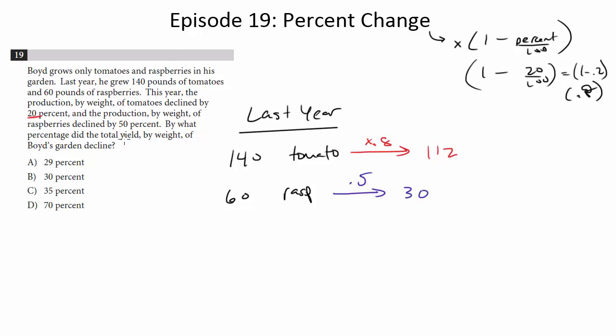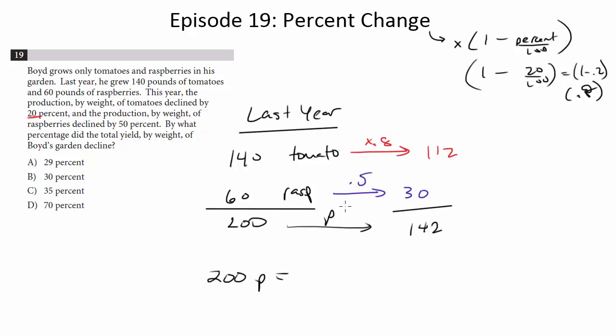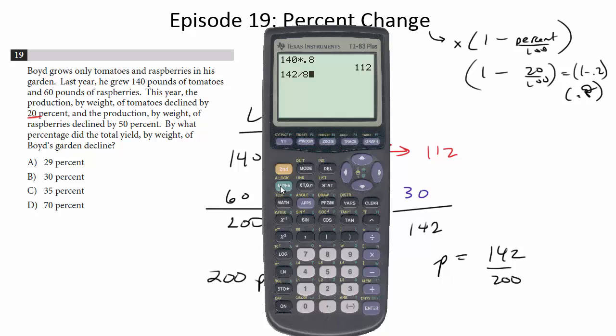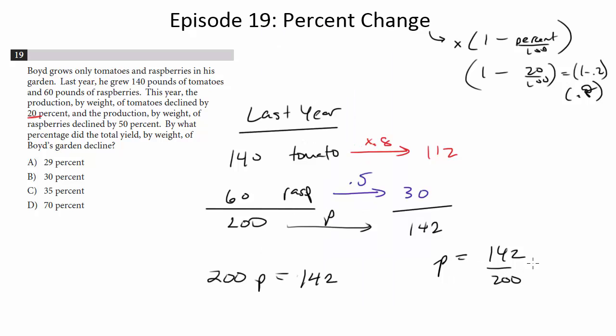By what percentage did the total yield by weight of Boyd's garden decline? So let's find the totals. We began last year with 200 total pounds. Now we're at 142. So we want to know by what percentage did this decrease. In other words, there is some percent, we'll call it P, that we're going to multiply 200 by to get 142. So you can create an equation here. 200 times P is equal to 142. And now solve this. So P is 142 divided by 200. And that would get you 0.71.